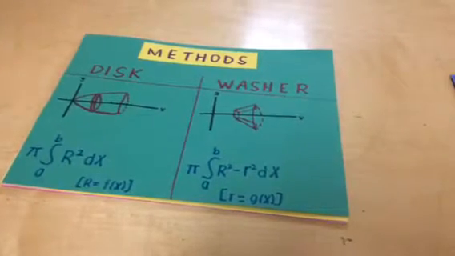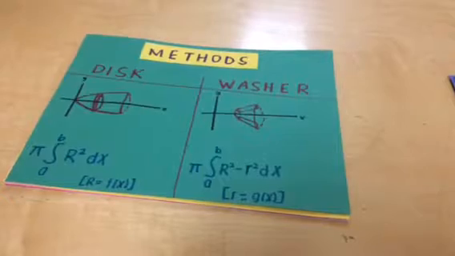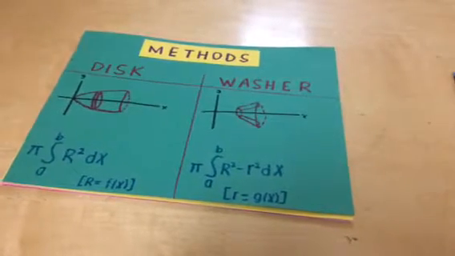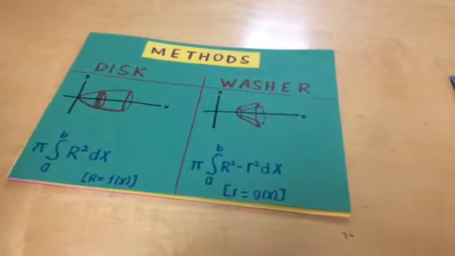There are two methods to solving a solid of revolution. The first is the disk method, which is used when there is a solid object. For this, we use the formula pi times the integral from a to b of f of x squared dx.